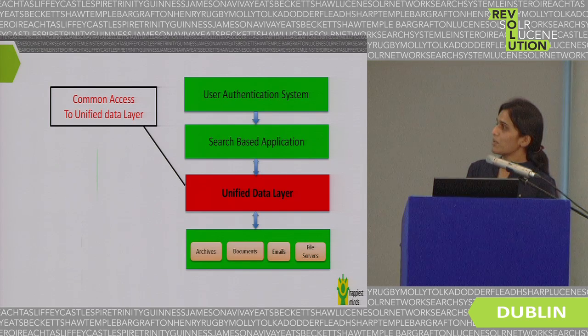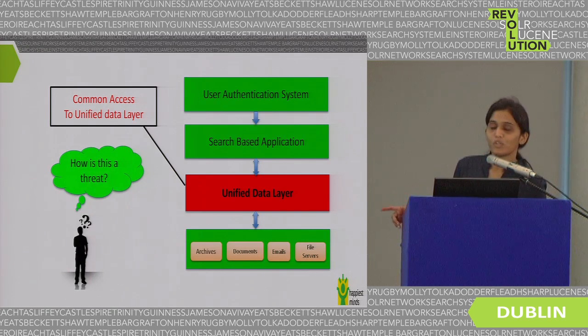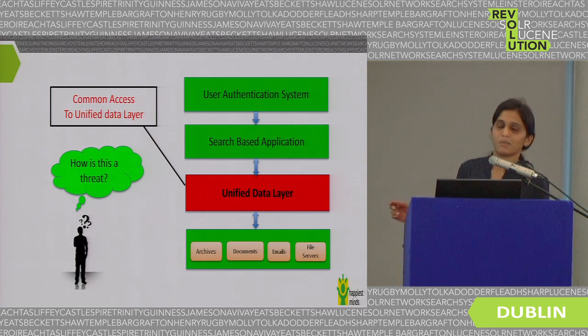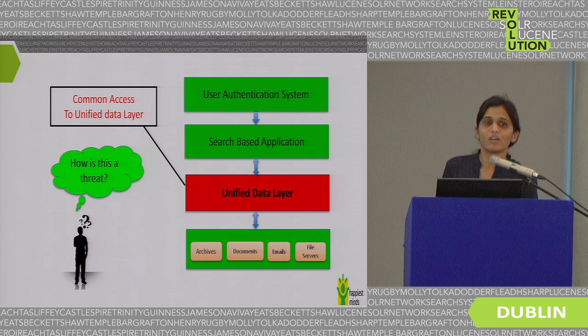So the problem is in the common access given to the unified data layer. That means the system doesn't differentiate between the users. When any two users come in and search, the system doesn't differentiate the results it retrieves. It gives a common access to the search from the search engine. Let me try to elaborate the problem by taking a use case.